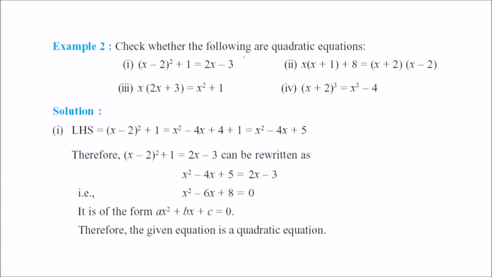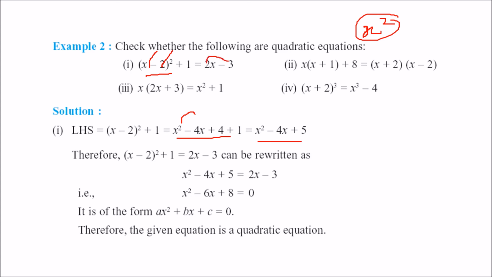Now we need to check whether these equations are quadratic equations or not. So you have to have some X square term. X square should be there. So X minus 2 whole square, just expand it. A square plus B square minus 2AB. So X square minus 4X plus 4, plus 1, this becomes X square minus 4X plus 5.